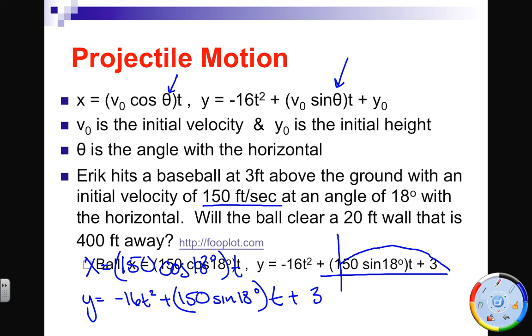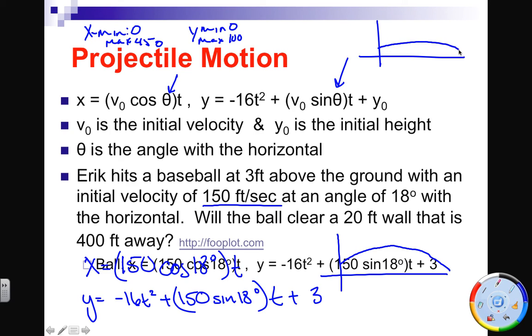Well, when I graphed that with those numbers, I said x min is 0 and max is 450, and y min is 0 and max was 100. I get a graph that looks like this. And it actually touches the x-axis here. What you can do, again, is you can trace. And if you go out to x equals 400, which is kind of hard to do, actually.